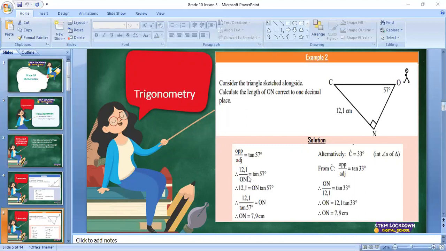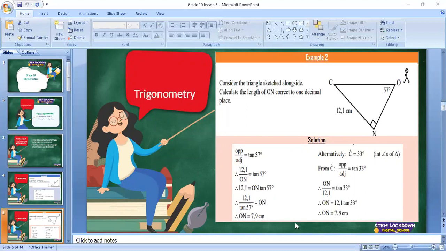ON times tan 57 gets you ON tan 57. Then tan 57 over 1, so 1 times 12.1 gives 12.1. So we have ON equals 12.1 divided by tan 57. That's fine. Then you can punch this in your calculator and get the answer to one decimal place. Do we understand that?